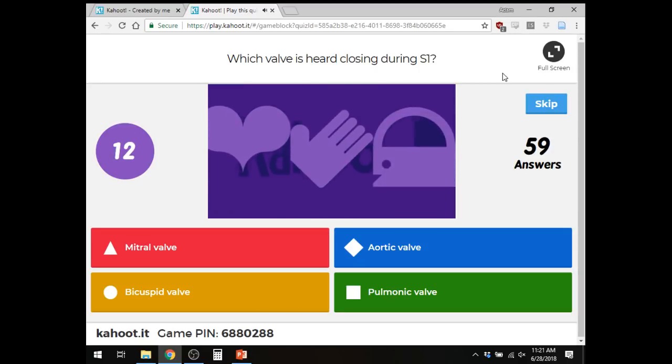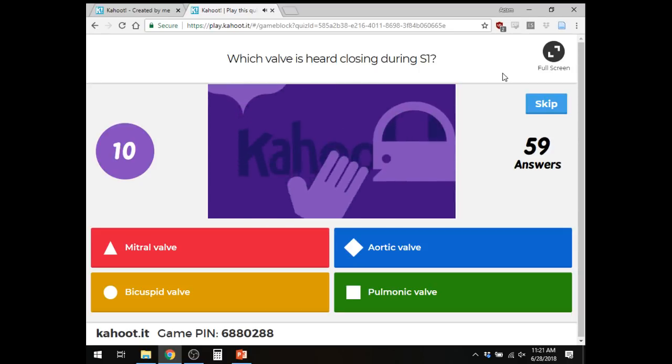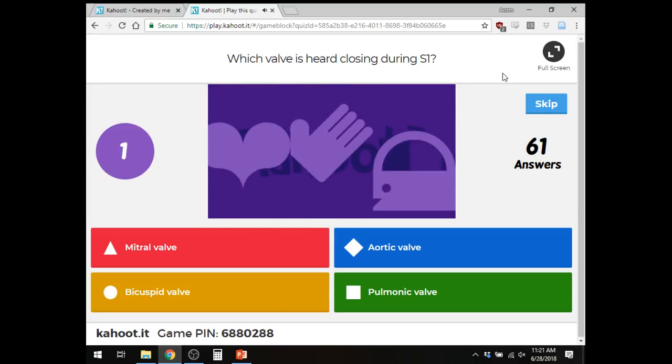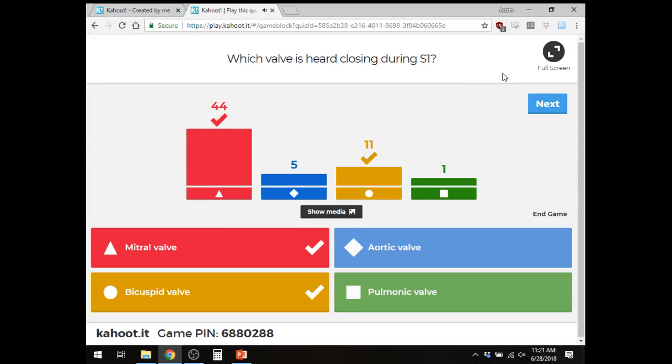What do we think? Yes, what is the mitral valve? Also the bicuspid valve. Two names for the same thing. I can't remember if I did that intentionally or not, but I'm gonna assume I did. Let's just say I did and call it genius.